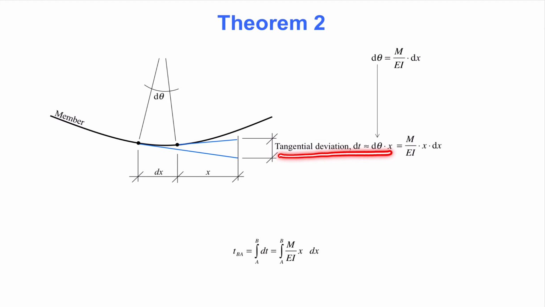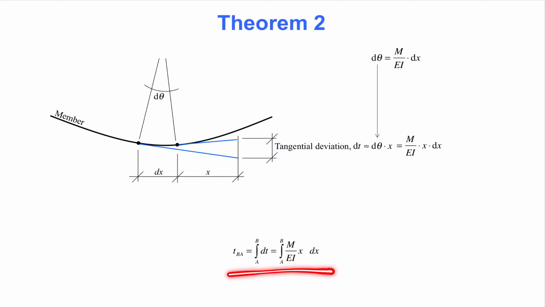When we substitute the expression for dθ from the previous slide, then we end up with the expression that says the tangential deviation is M/EI times x times dx. So far, this is not giving us any practically useful displacement. It is only when we integrate the tangential deviation, dt, along some portion of the beam that we obtain something that may be useful. This is the reason why the symbol t is defined at the bottom of this slide as the integral of dt between 2 points A and B along a beam. However, it is still not clear exactly what displacement this is.